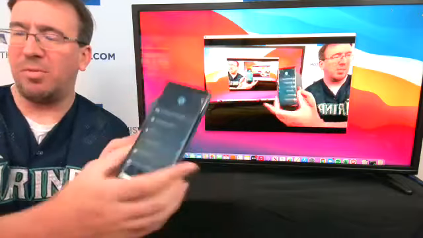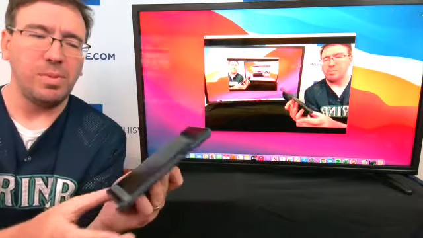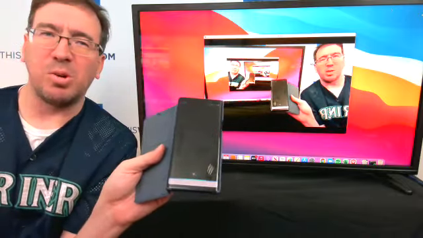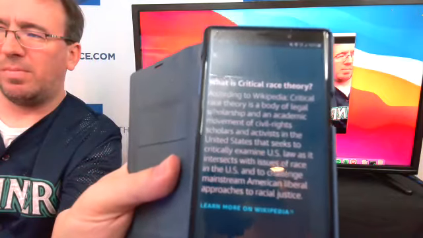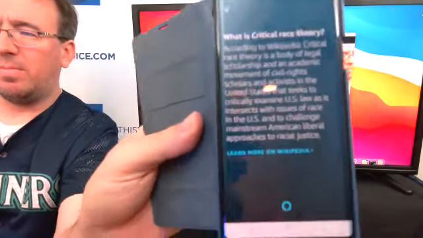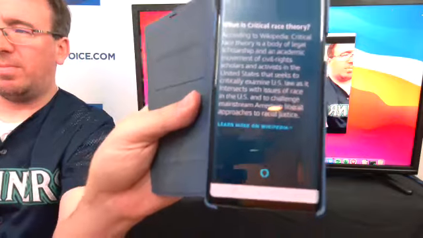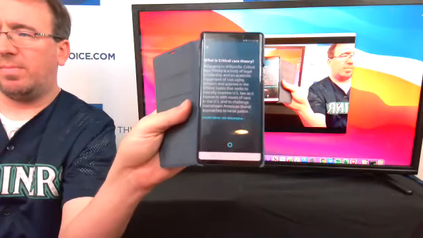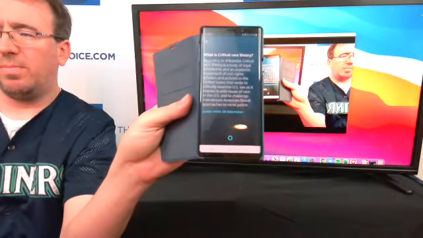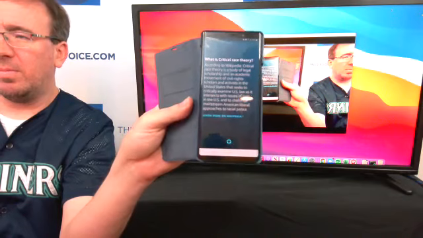So here's Alexa on my phone. Alexa, what is critical race theory? According to Wikipedia, critical race theory is a body of legal scholarship and an academic movement of civil rights scholars and activists in the United States that seeks to critically examine U.S. law as it intersects with issues of race in the U.S. and to challenge mainstream American liberal approaches to racial justice.